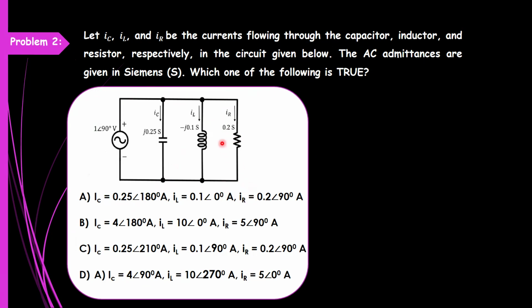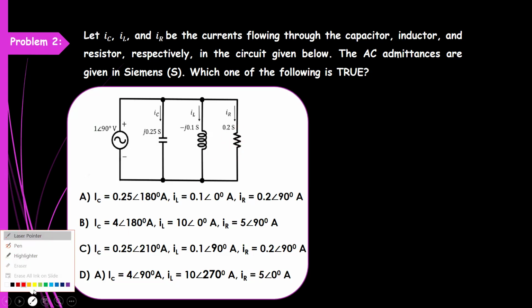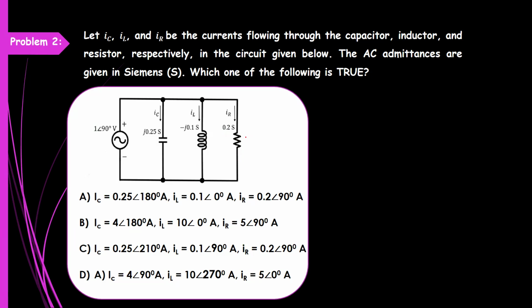Okay. So already the admittance value is given. So let me write Siemens. Siemens is the admittance unit. So let me represent this as YR, this as YL and this as YC. Okay, this is the total voltage, 1 angle 90 degree. So we need to find IC, IL and IR.